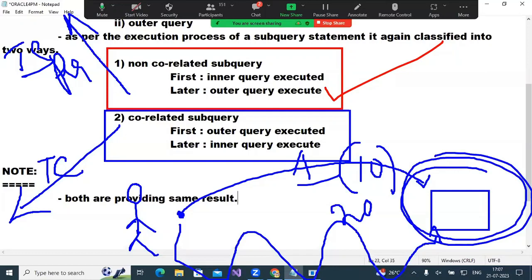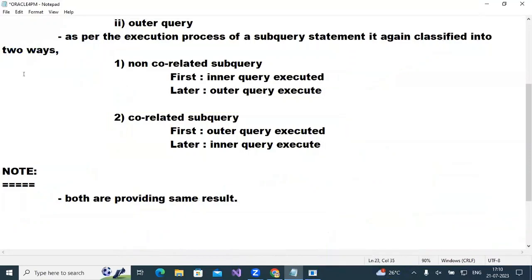This is better, this is better. Finally I will conclude that. Once you learn what is non-correlated, once you learn what is correlated, finally comparing, then you will get some confidence. This is the reason that's why correlated is getting late. Non-correlated is very fast. But both are providing the same result.